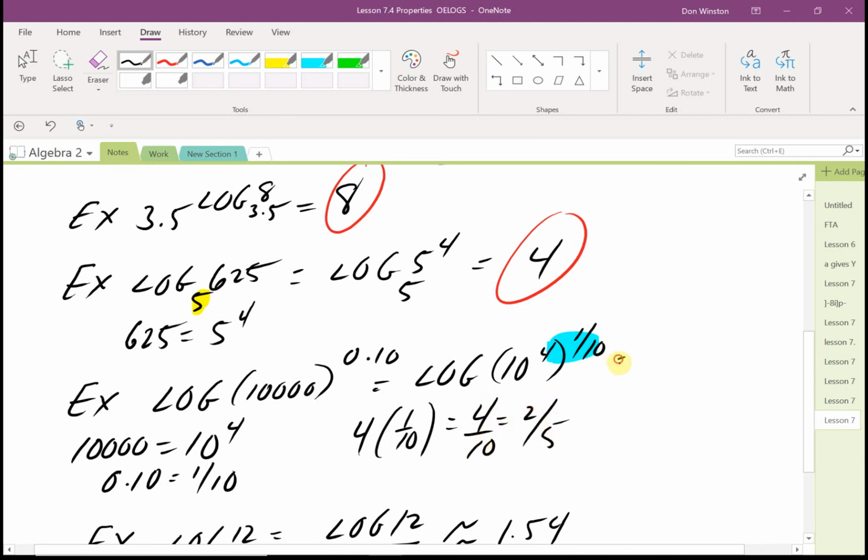So this will equal log of 10 raised to the 2/5. And again, remember, we're working with common logs here, log base 10 of 10. Right, and so this will just equal 2/5. Final answer.